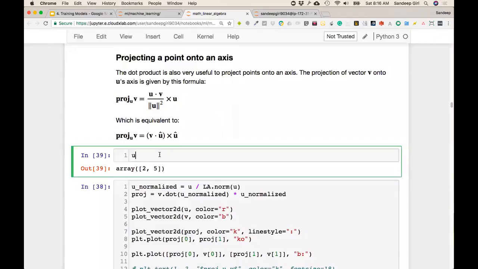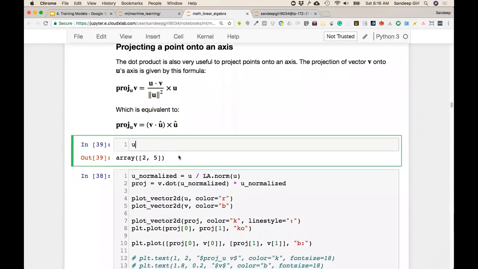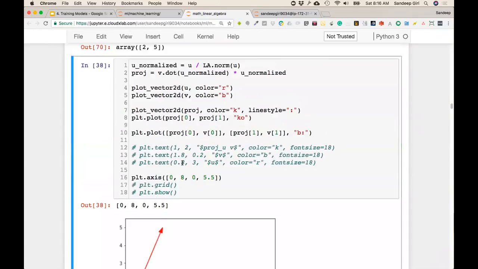Projecting means, if we draw a perpendicular line from U to the V, as in to the beginning to the end of the V, then what will be the size on the U vector? I think the diagram will make it very clear. I'll show you here. Okay, so let's show you this one.